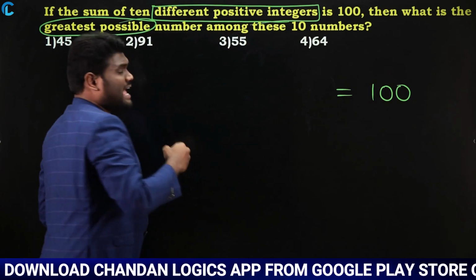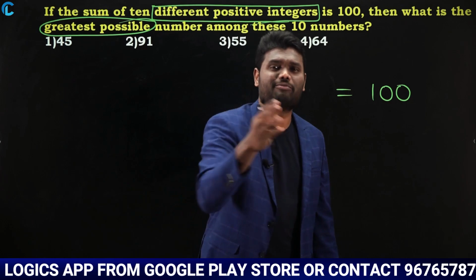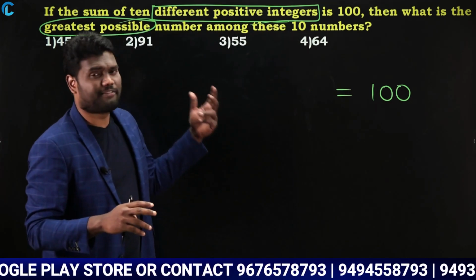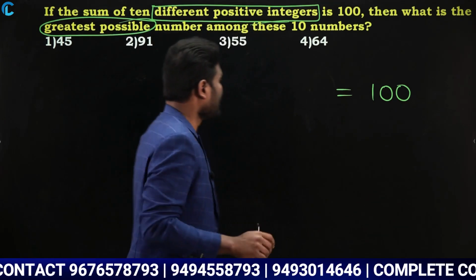Different positive integers means numbers should not be repeated. Now you can't say like 1 1 1 1, 2 2 2 2, 3 3 3. You can't take it. Now numbers should be different. Different numbers means you need to take 1 2 3 and so on in that way. Okay. Now what will I do?